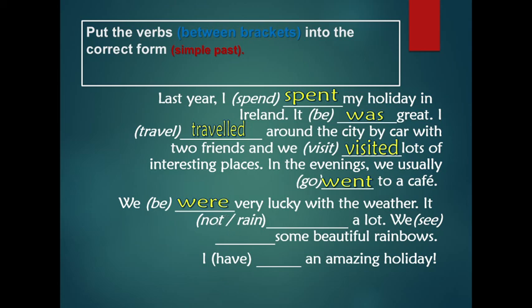We make the negative form using didn't, but will it be rain or rained? Let me see. Didn't rain. Why rain? Because didn't should be followed by what? Very good, infinitive form. What about see? We see. Who knows? See. Yeah, so very good. And the last one, have, had.